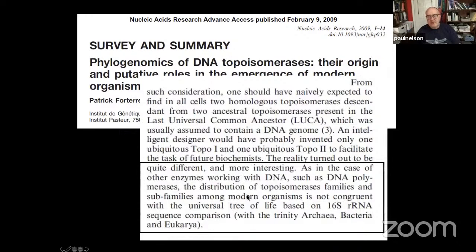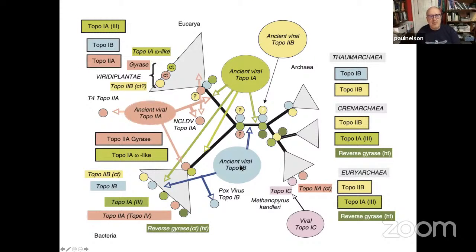The actual distribution is not congruent with the universal tree based on 16S ribosomal RNA. So here's a figure from their paper, and you can make out the three major domains: Archaea here divided into the three groups, eukaryotes, bacteria. There are so many different topoisomerases and other DNA disentanglers, so to speak, that they hypothesize ancient viral reservoirs to give rise to them. But there's really no phylogenetic logic here that corresponds with the three-domain picture.